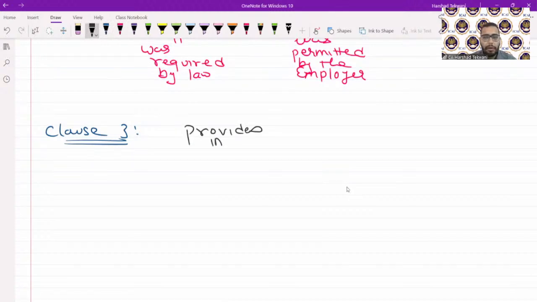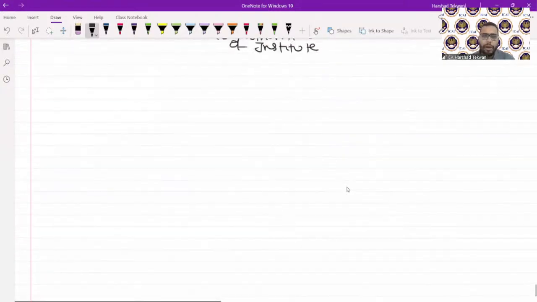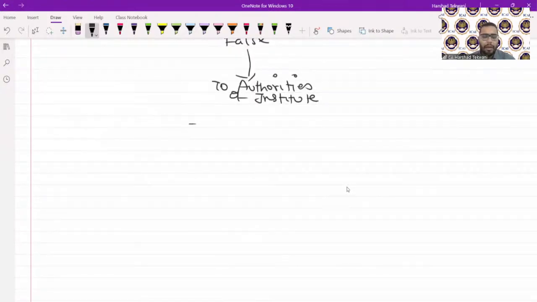So, provides information knowing to be false. Provides information knowing to be false to whom? To, as of now, I'll write authorities of institute. And who are these authorities of institute? Relevant authorities of institute, I can say.